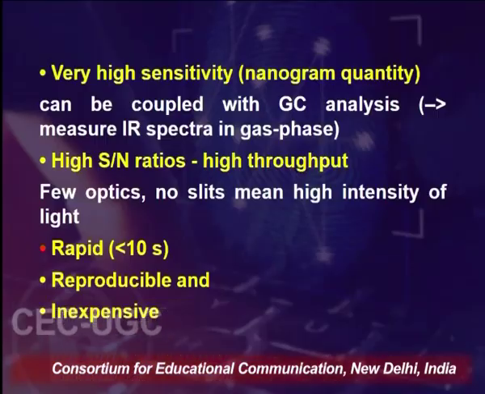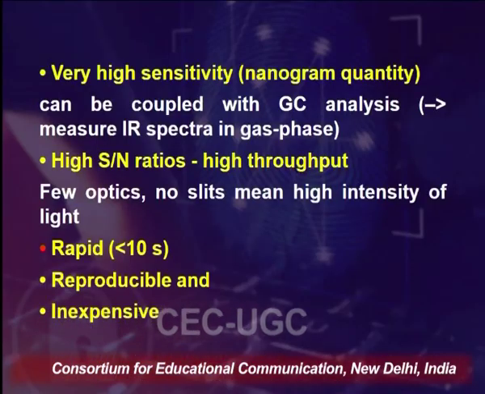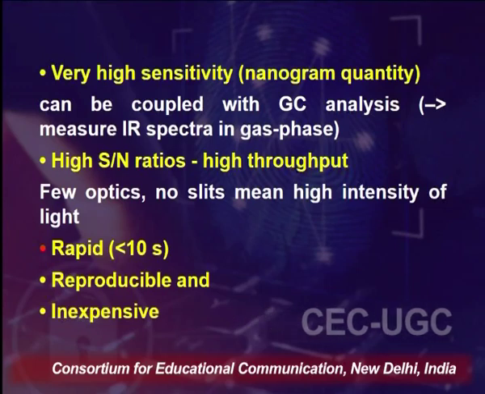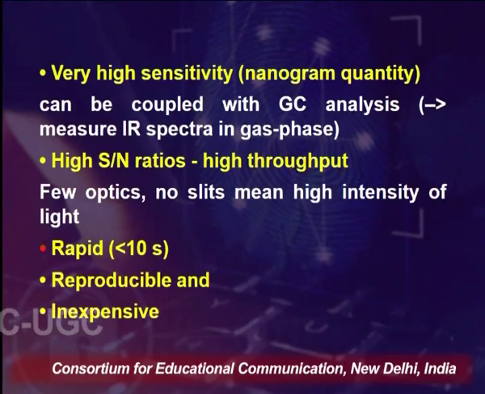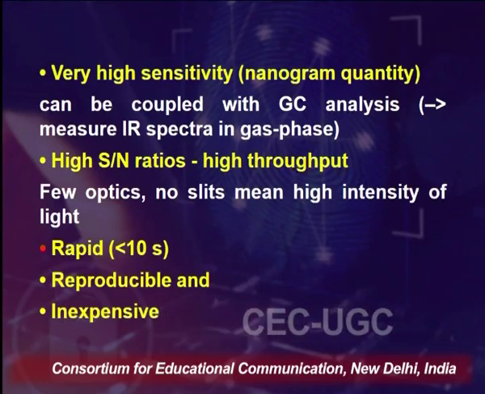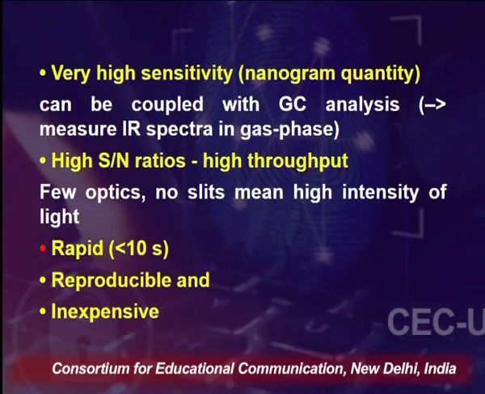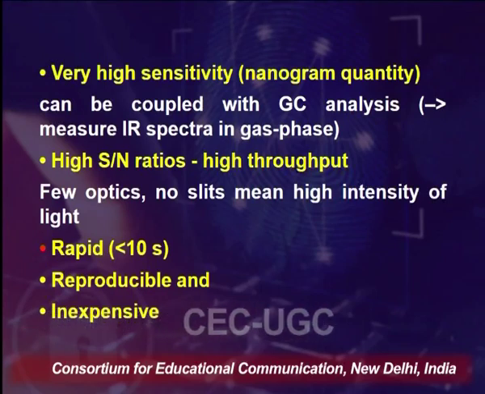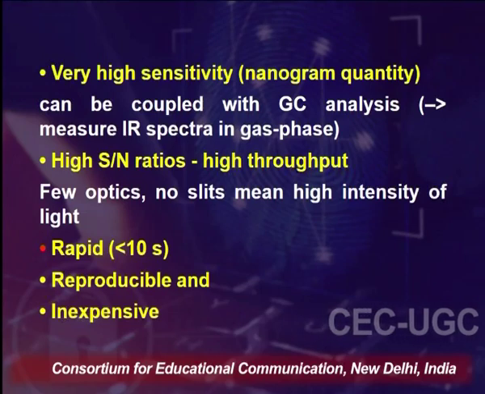They have very high sensitivity. In fact, nanogram quantities of any material or specimen present in our sample can be analyzed using the IR spectrophotometers. It can be coupled with GC analysis. We can measure IR spectra in the gas phase. High SN ratio, what is SN ratio? It is the signal to noise ratio, which is high throughput.